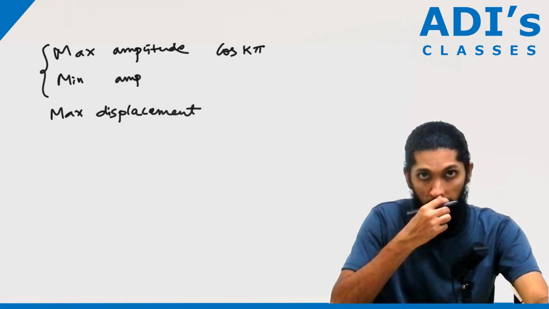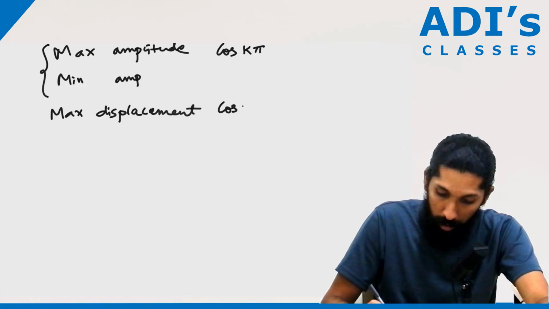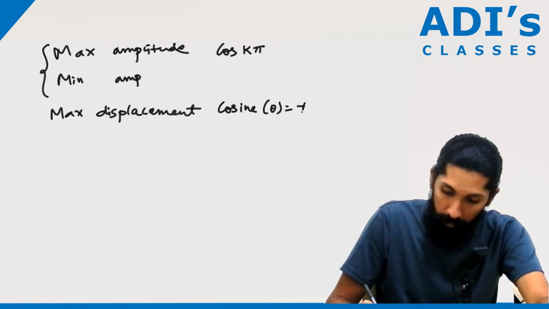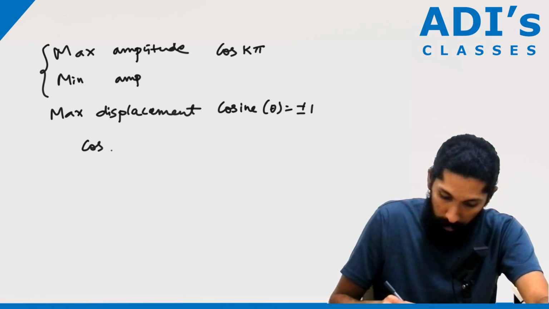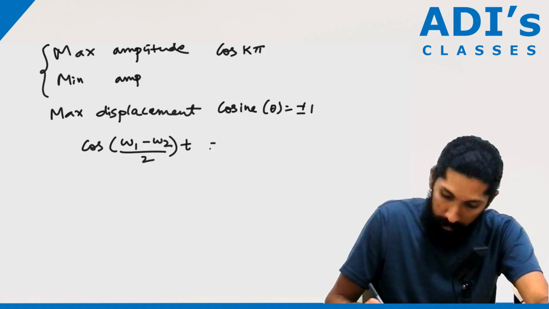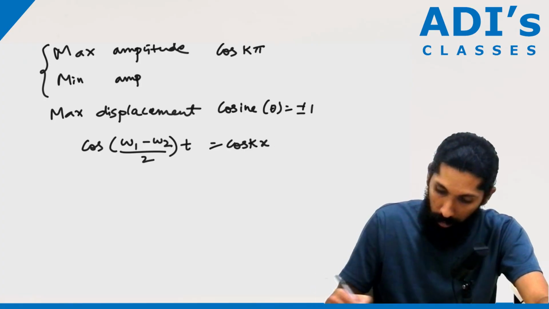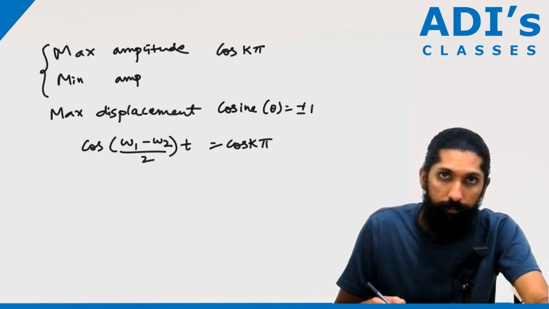For this one, you have the cos value as plus or minus 1. So, cosine of an angle will become plus or minus 1. That means what you have now is that cos of (omega 1 minus omega 2) by 2 into t is equal to cos k pi.